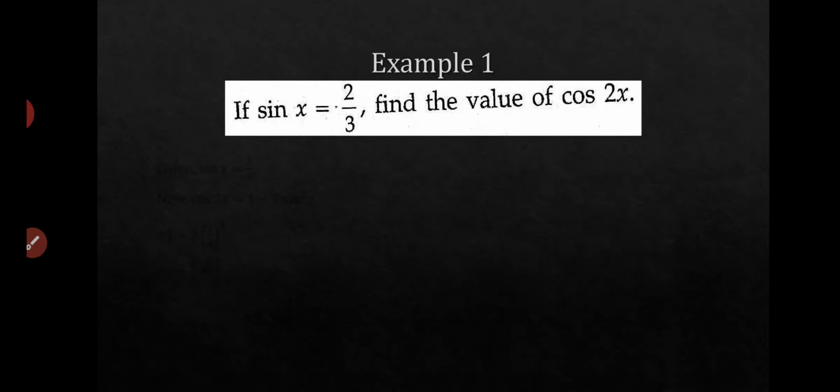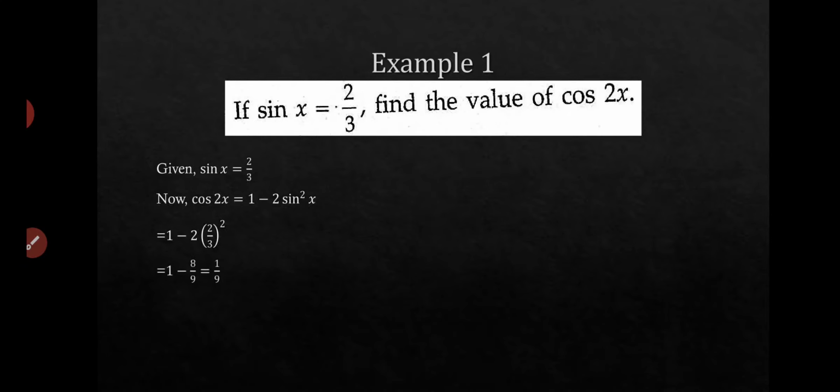The first problem: if sin x is equal to 2 by 3, find the value of cos 2x. Now simple enough. Sin x is given as 2 by 3 and we need cos 2x. Now definitely you have to remember the formulas. So the cos 2x formula in terms of sine is 1 minus 2 sin square x. Put the value and calculate. If you do so, this is what you get. So cos 2x is 1 by 9. Fine, simple enough. Let us move to number 2.